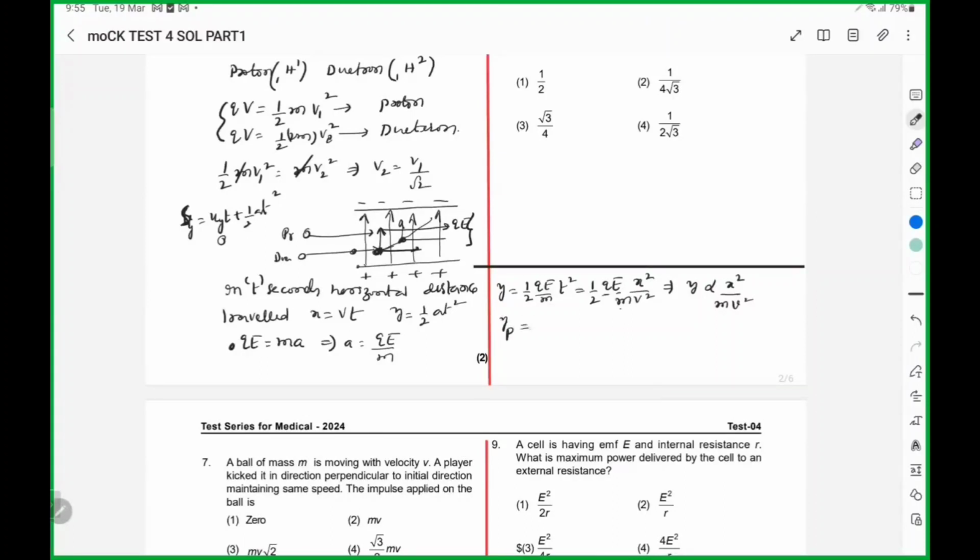So deflection of proton, here T is x by V. So x square by mass of proton and velocity of proton, deuterium. So x square is 2m and V2 square. V2 here is V1 by root 2, V square by 2. So here it is, deflection of proton is same as deflection of deuteron.